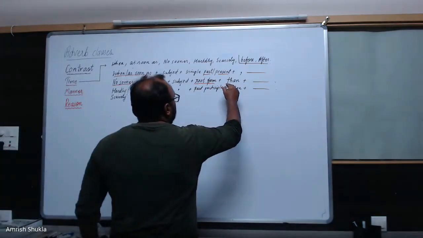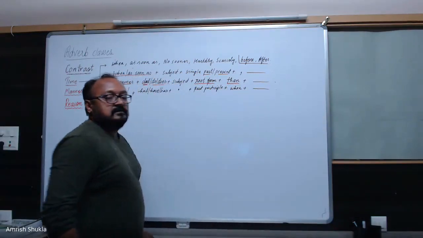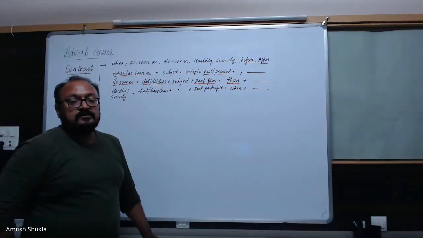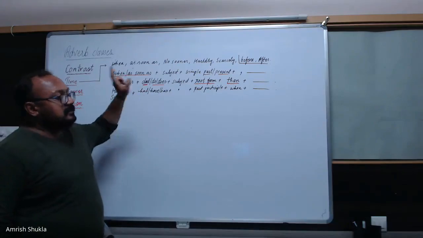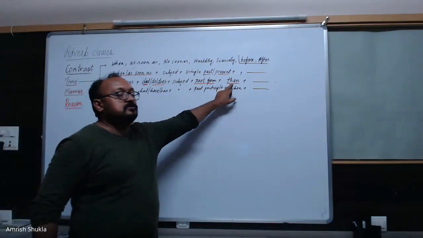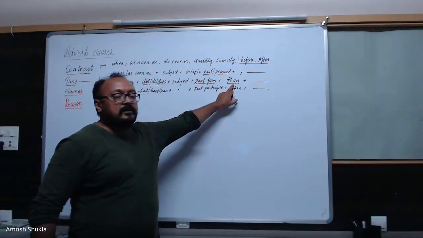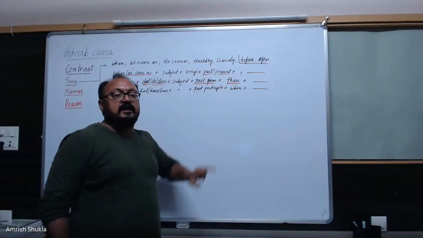Here the spelling of 'than' is also very important. T-H-E-N, 'then', is to show time, now becomes then. But here, 'er' shows comparison. Keeping that in mind, in degrees we use 'than'. So the spelling of 'than' here should be T-H-A-N and not T-H-E-N.